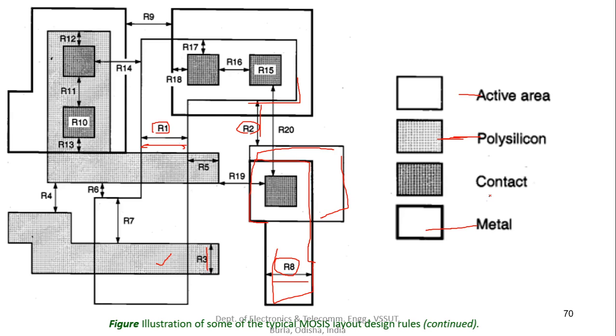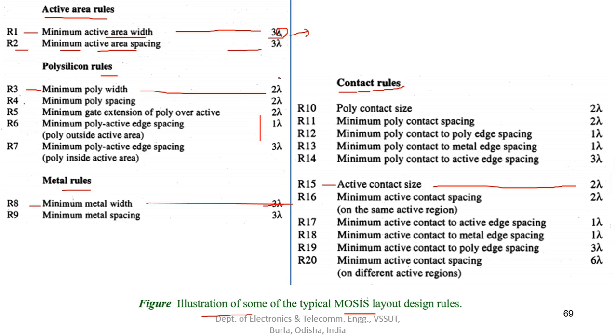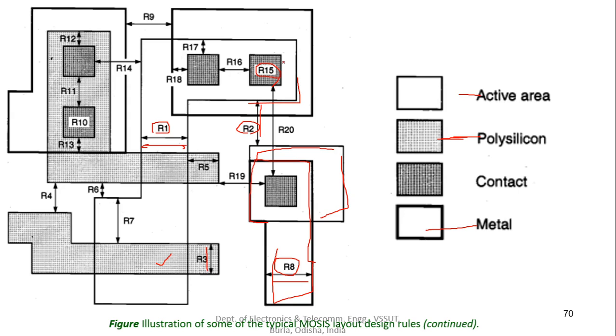R15, so where is R15? This one. R15, this is what? Active contact size 2 lambda. So this will be 2 lambda by 2 lambda square. Okay, so this is 2 lambda and this is 2 lambda. Since this is square, all the dimensions, all the sides will be equal.